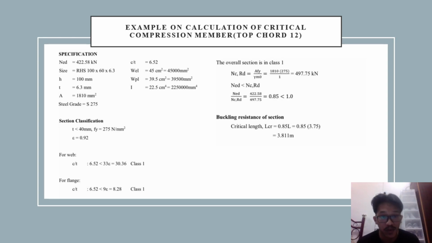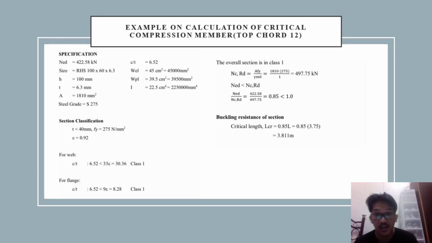For the web, the c over t is 6.52, which must be less than 33 epsilon, which is 30.6. So it is class 1. For the flange, it must be less than 9 epsilon, which is 8.3. So we also got class 1. So the overall section is class 1.